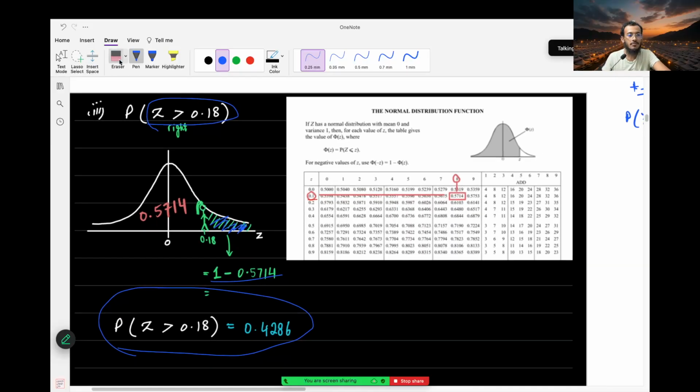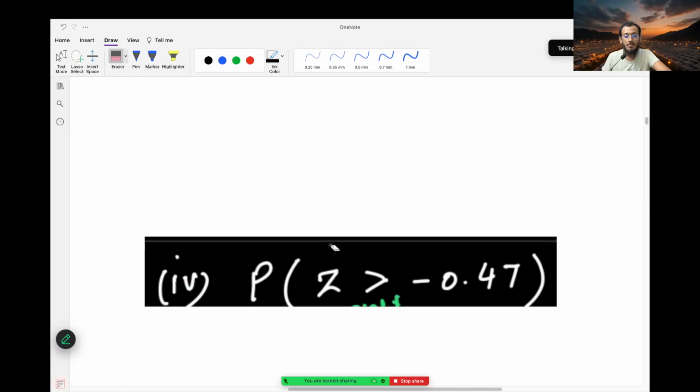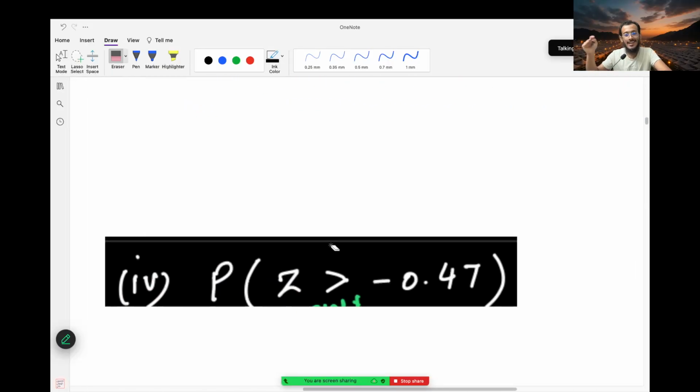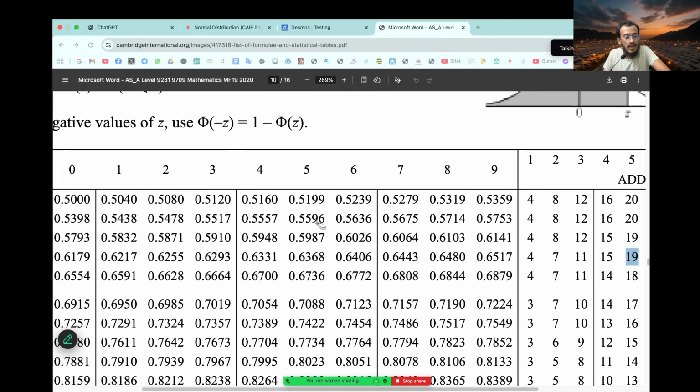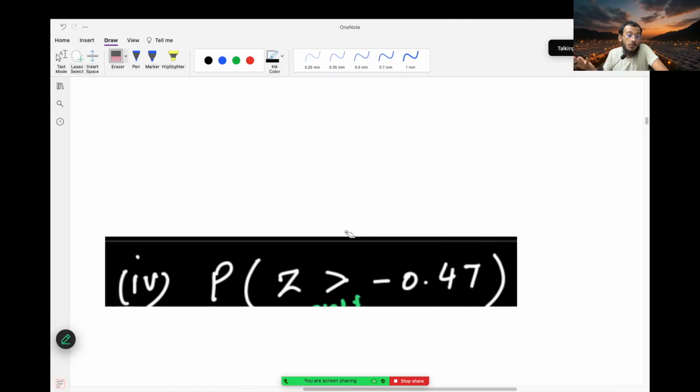You understood? Yes. Okay, now can you try and find probability Z is greater than negative 0.47? How do you deal with negative values? We don't have any negative values in the Z table. So how do we find the probability for Z is negative something?